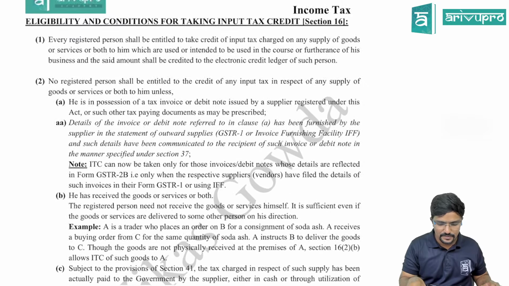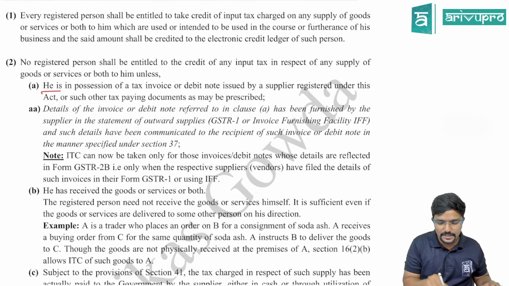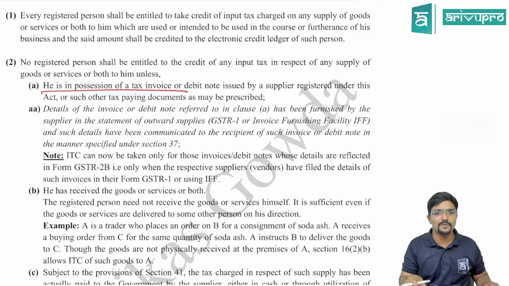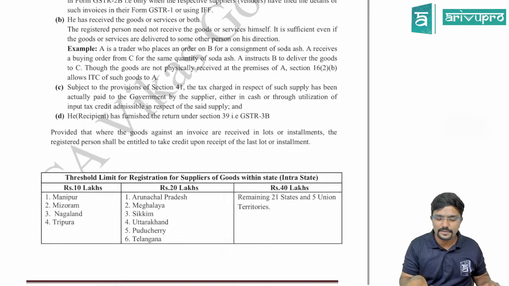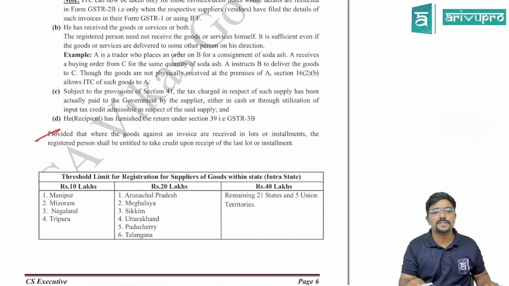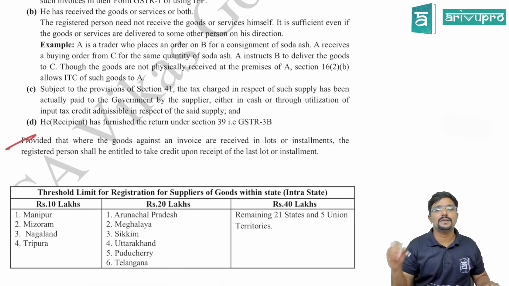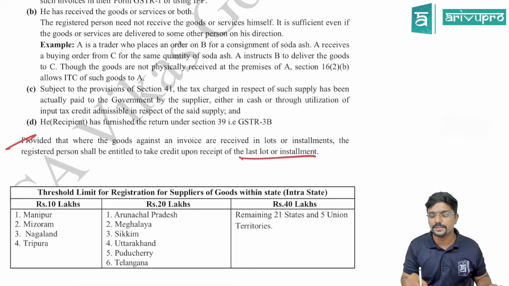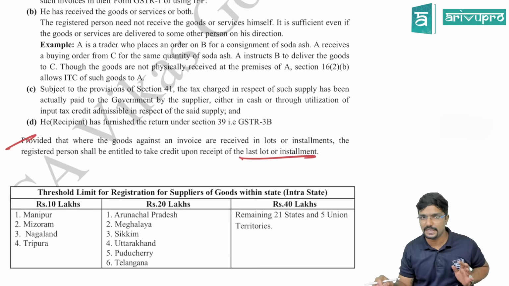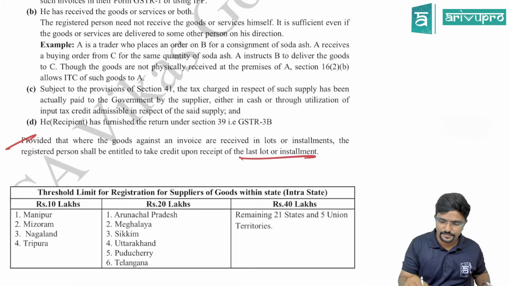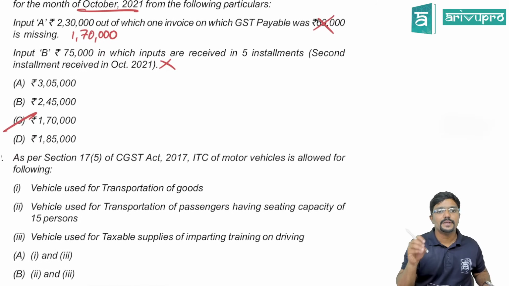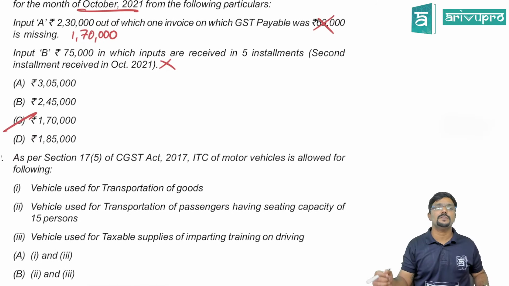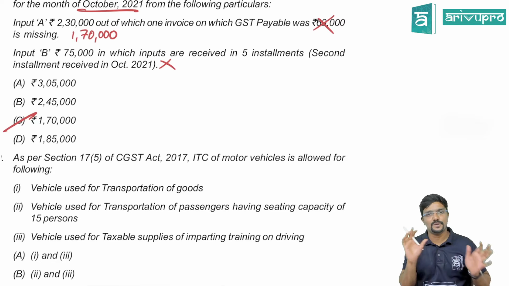You can see your invoice should be there, which means the recipient should be in possession of the invoice, and also they have given a proviso to section 16 subsection 2: provided that where the goods against an invoice are received in lots or installments, the registered person shall be entitled to take credit upon receipt of last lot or last installment. That is, the entire ITC you can claim. But here till October only the second lot was received. So can I claim proportionate ITC? No, that is not allowed.